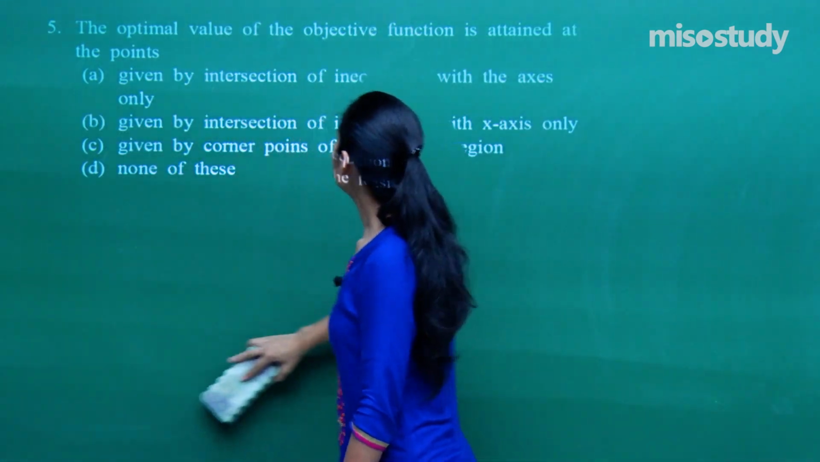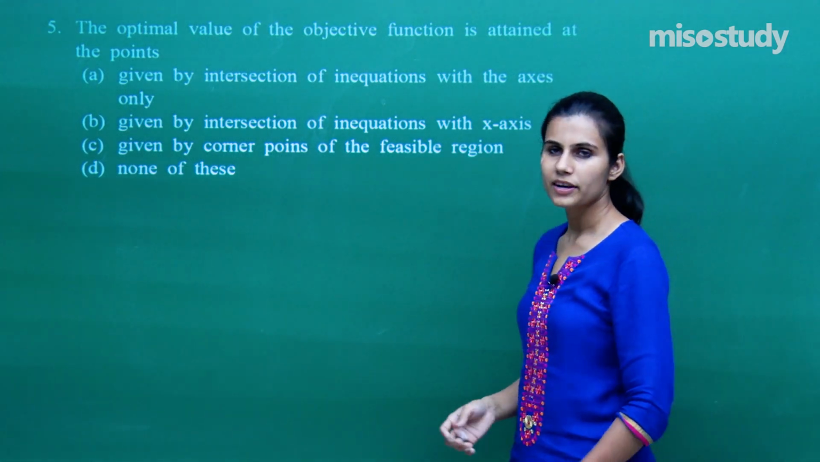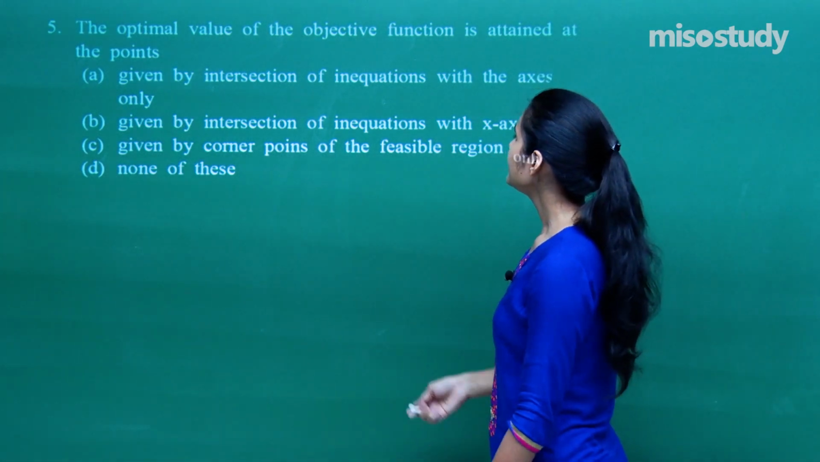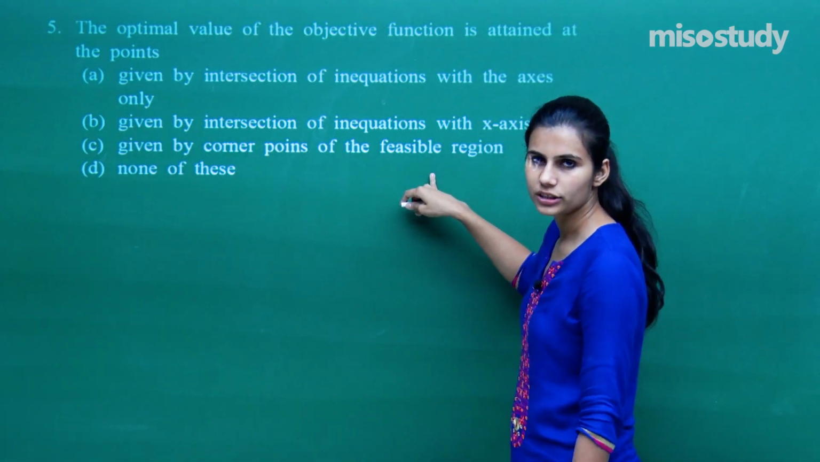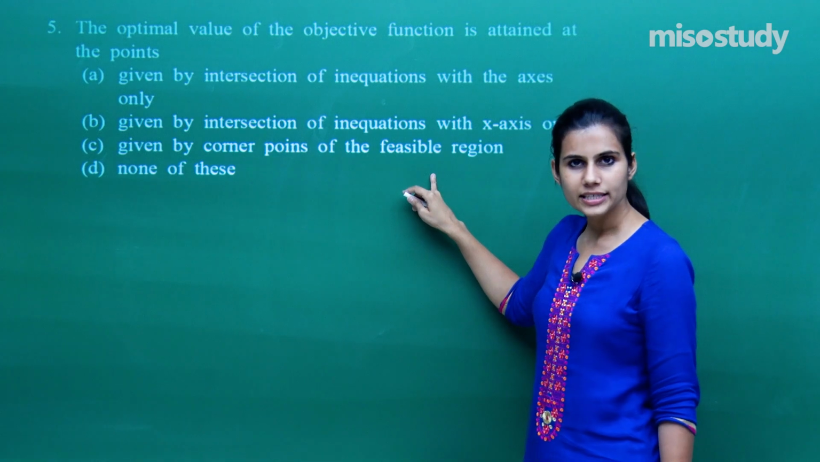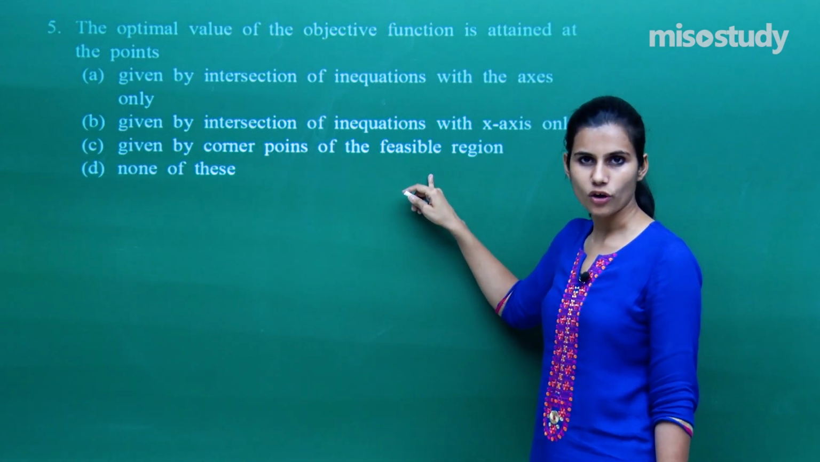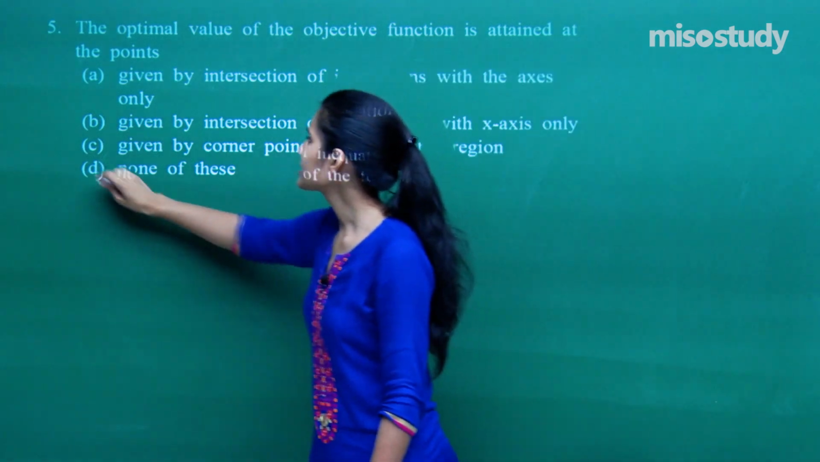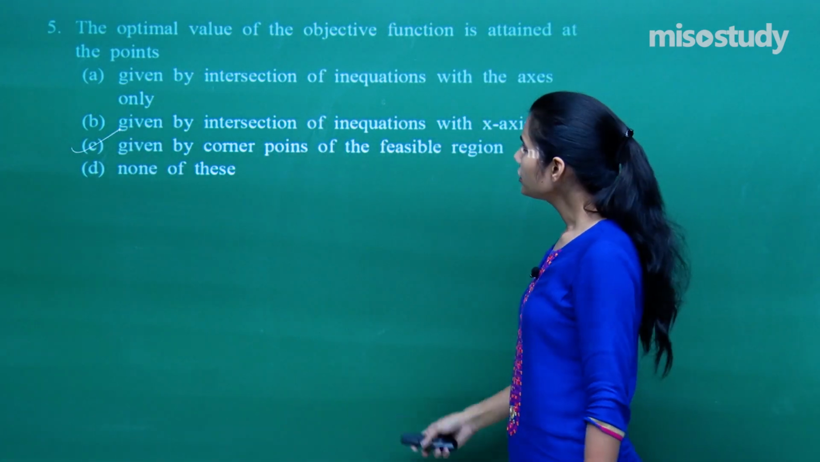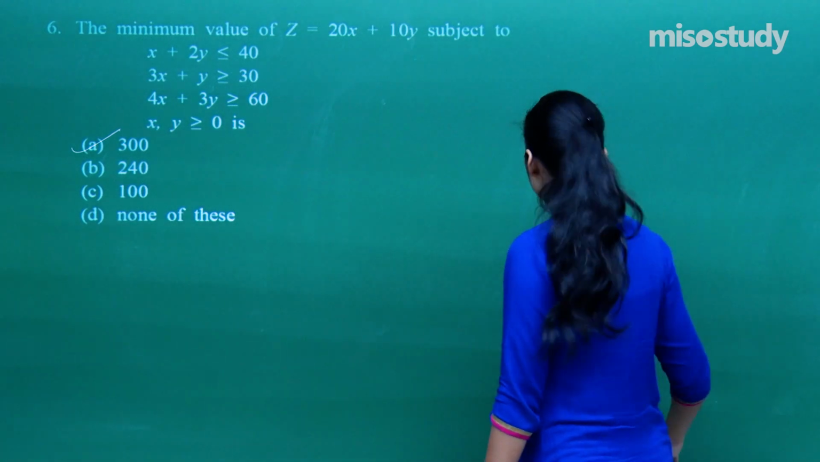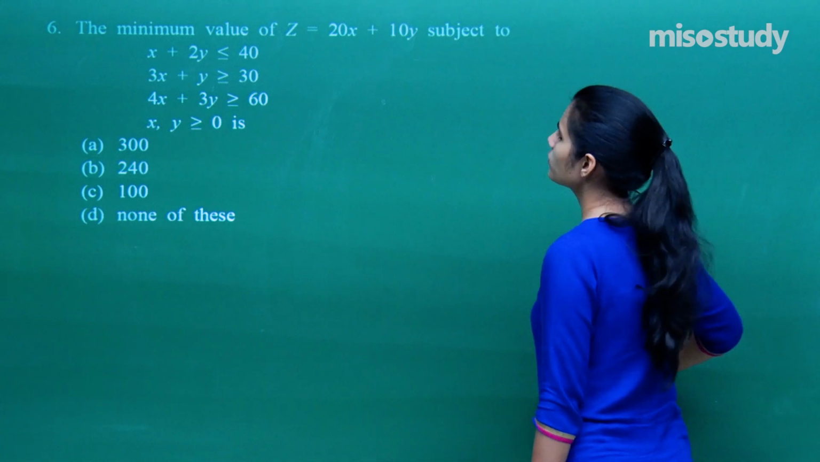Moving to the next question, the optimal value of the objective function is attained at, so this is something very easy. Where is it attained? It is actually attained at the corner points of the feasible region. The feasible region is always a convex set. It has corner points. We basically determine the coordinates of the corner points, and those corner points give us the optimal value. Clear?